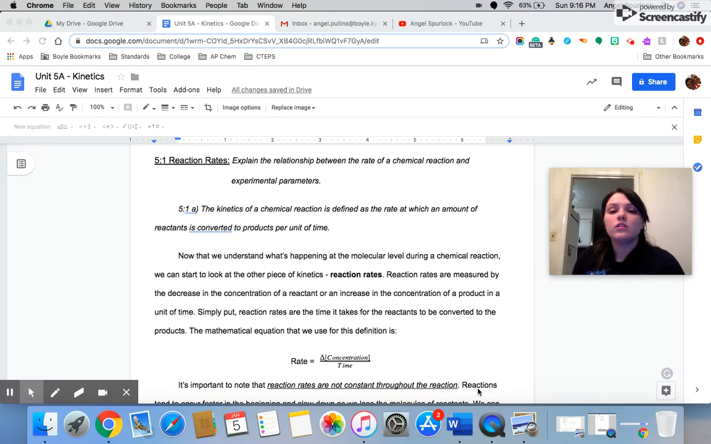So in the last section, we stopped talking about collision theory and requirements for a reaction to happen. In this section, we're going to start talking about reaction rates. We're going to look at 5.1. Now, what AP wants you to be able to do by the end of 5.1 is explain the relationship between the rate of a chemical reaction and experimental parameters. Experimental parameters means concentration, pressure, temperature, pretty much anything that you can do to affect a reaction, okay?